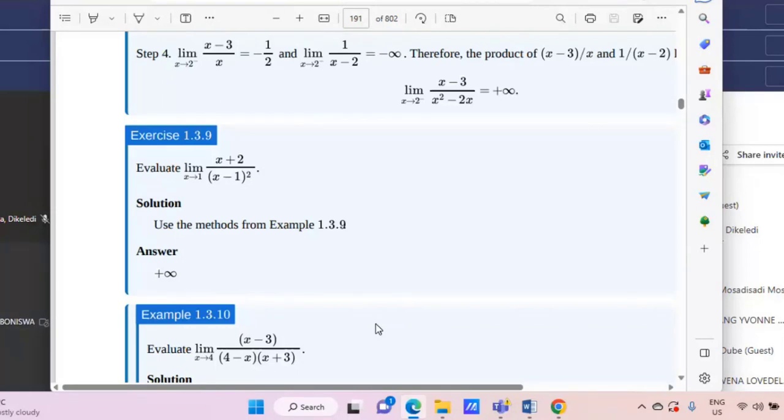I get positive infinity. Vusiso, what did you get? I also got positive infinity, sir. I agree with both of you.